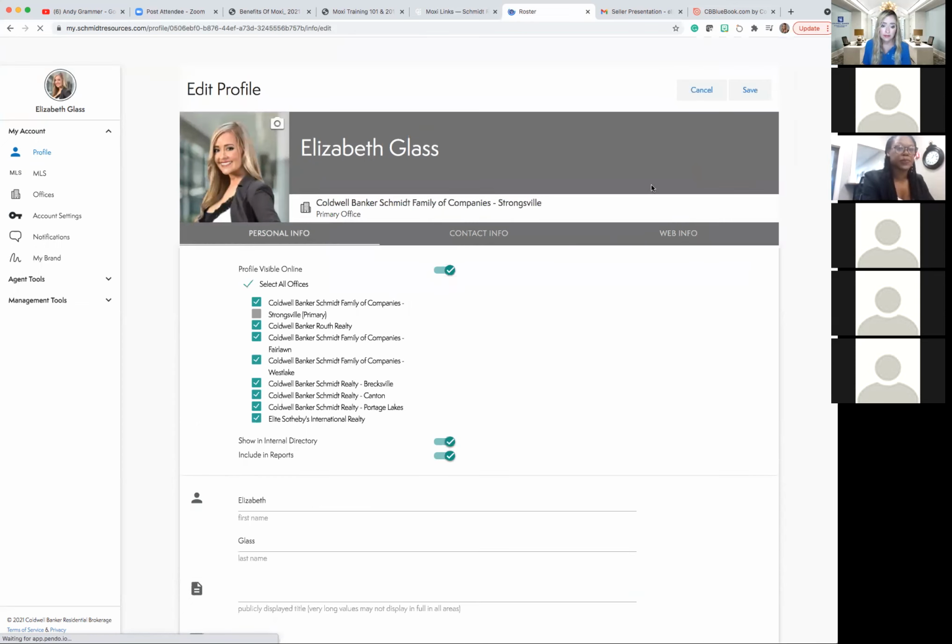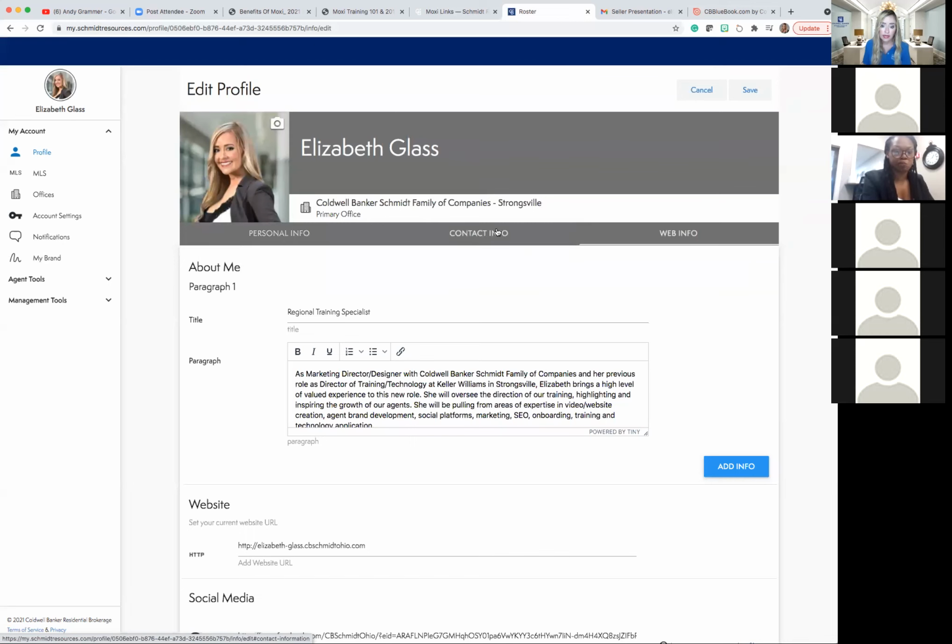And it's very easy. It literally allows you to then click on each level here, Web Info, Contact Info, or Personal Info, and you're able to update it right there and hit Save in the upper right-hand corner. Then you are good to go.